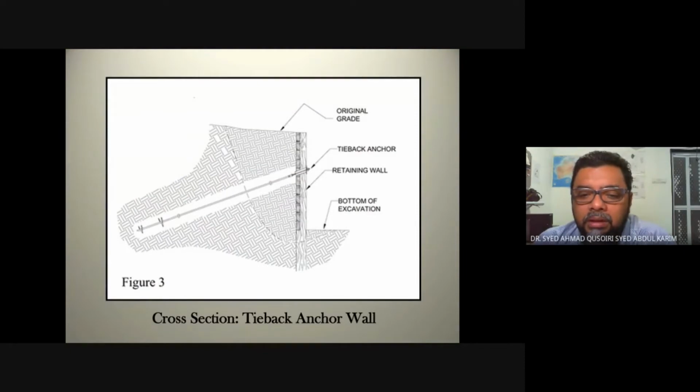So we have the retaining wall. Since I'm seeing it, the retaining wall is going all the way down here. So maybe this is a piling type of retaining wall. So to further strengthen this pile retaining wall, they use a tieback anchor or the ground anchor. So this will further strengthen this wall.